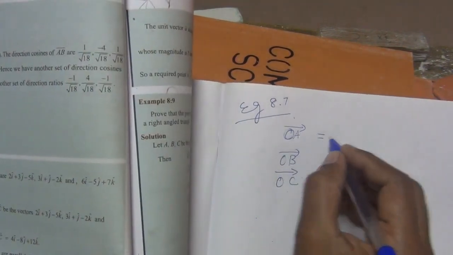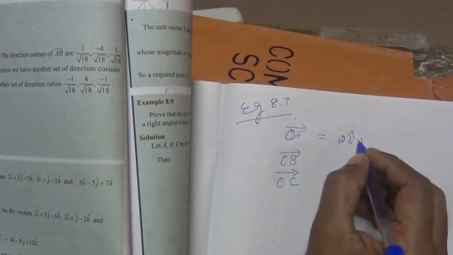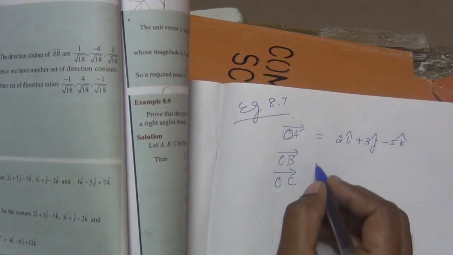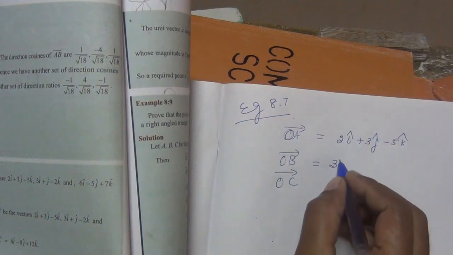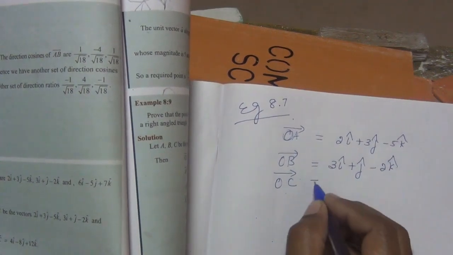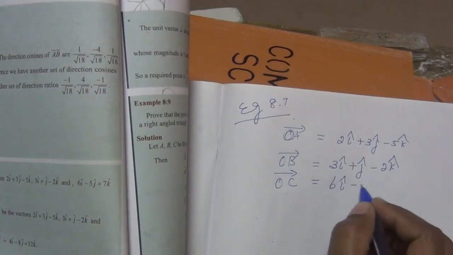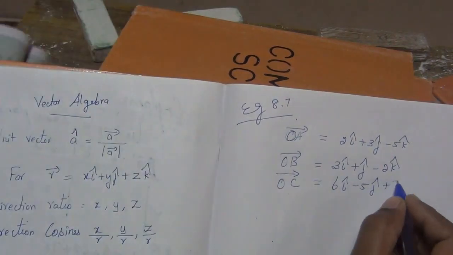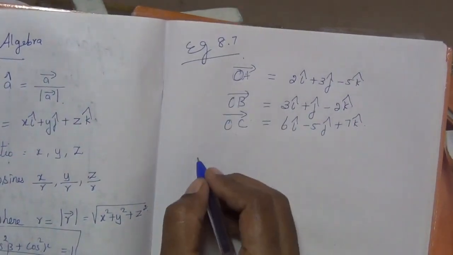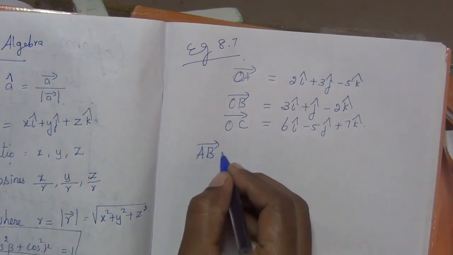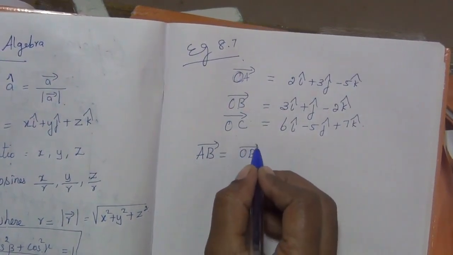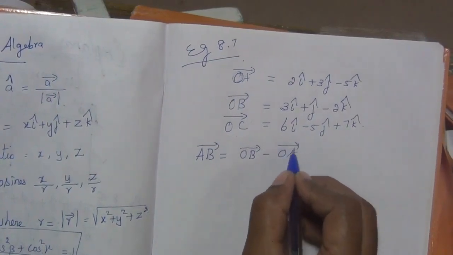So first one, OA vector equal to 2i cap plus 3j cap minus 5k cap. And OB vector equal to 3i cap plus j cap minus 2k cap. And OC vector equal to 6i cap minus 5j cap plus 7k cap. We will try to do it. We can find first AB vector. We know AB vector is OB vector minus OA vector.